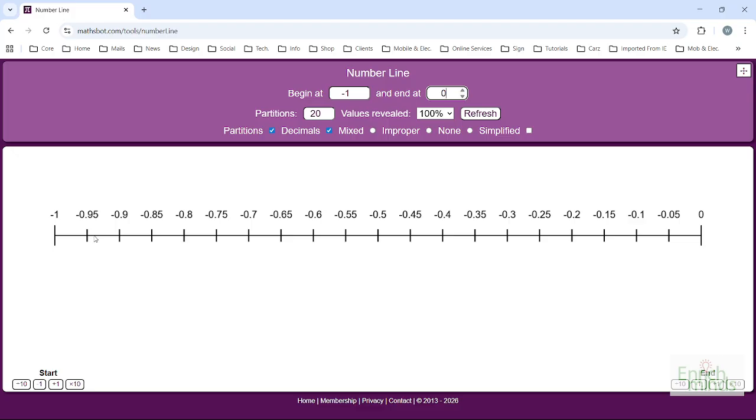We make use of this when we are working with error intervals or dealing with bounds, like lower bounds or upper bounds. Also, when we are rounding numbers correct to decimal places, we make use of the number line.